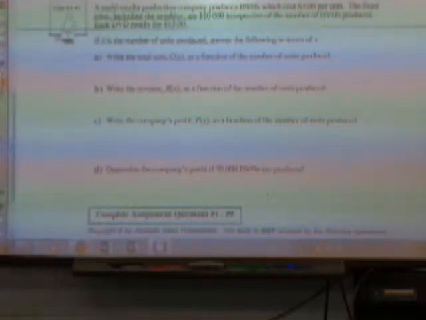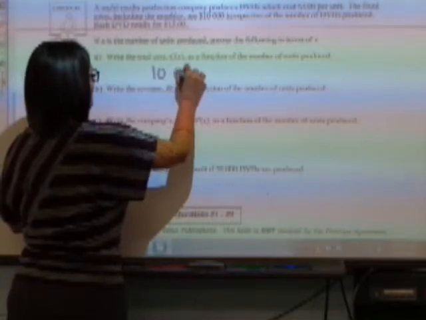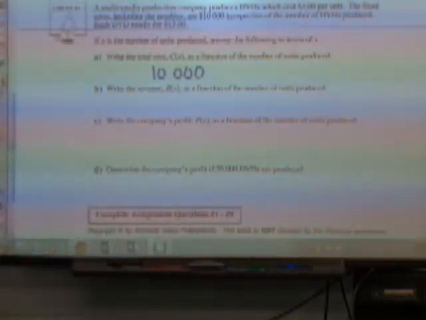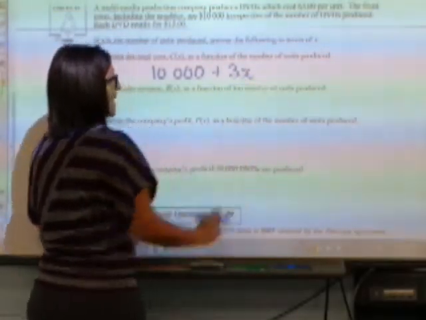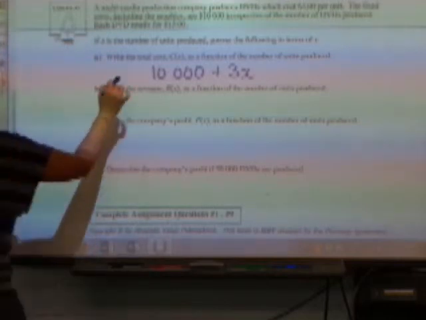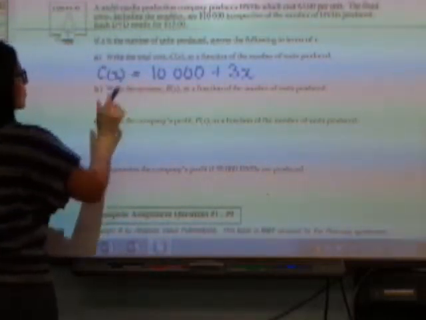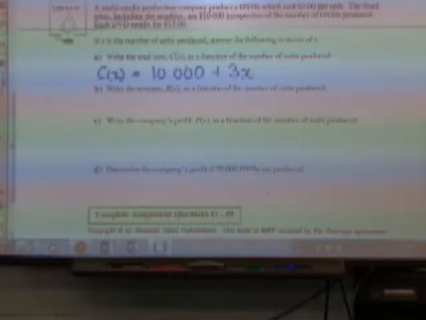So how much does it cost me to produce the DVDs? Just $10,000? Plus 3x. So the $10,000 was my setup cost. So C of x would be 10,000 plus 3x. What's the revenue as a function of the number of units produced? So revenue is how much money am I bringing in? 15x.